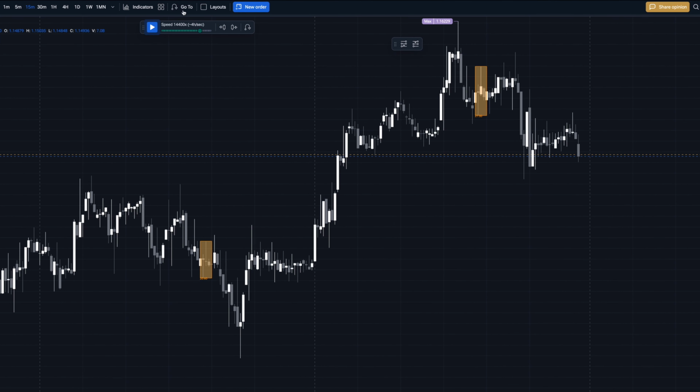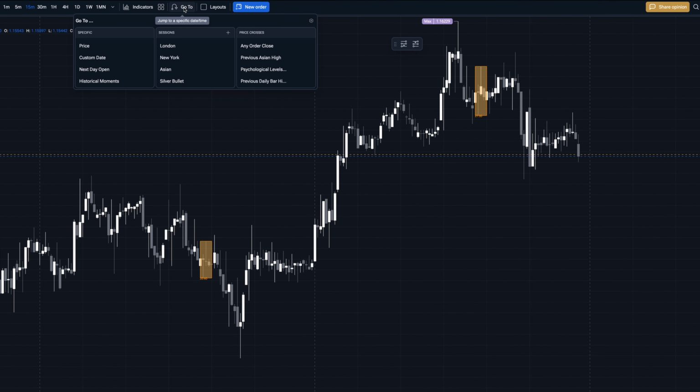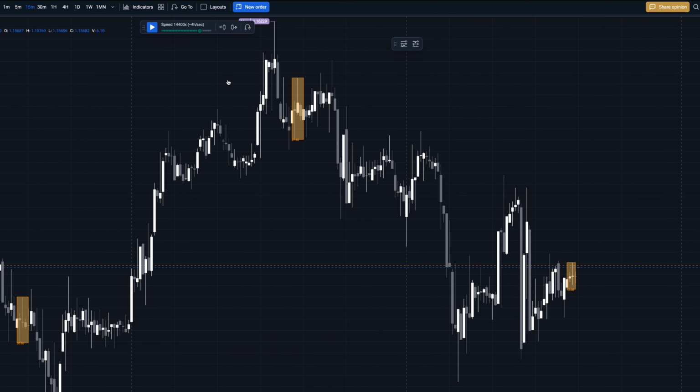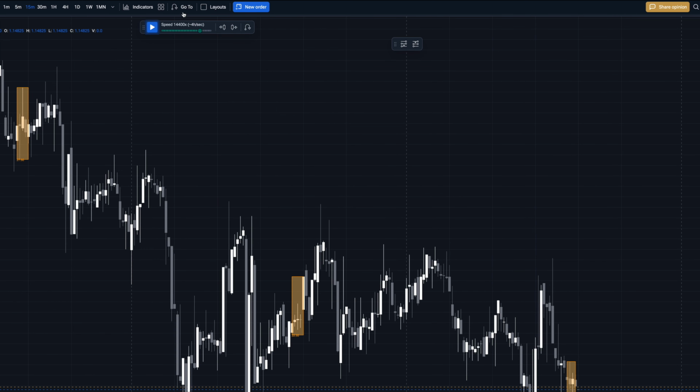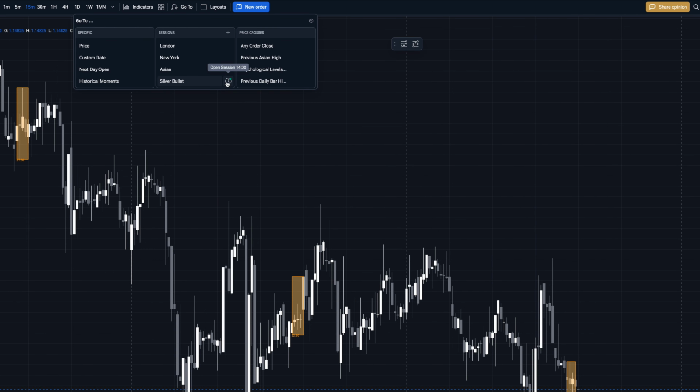The platform makes testing efficient with its navigation features. You simply click Go To and select the Silver Bullet session option. This jumps you directly to each 2 p.m. window without manually scrolling through hours of data or stopping to find the sessions yourself. You can move from one Silver Bullet setup to the next instantly.